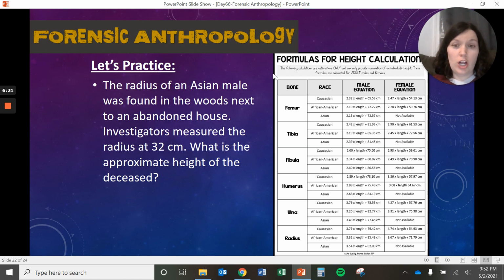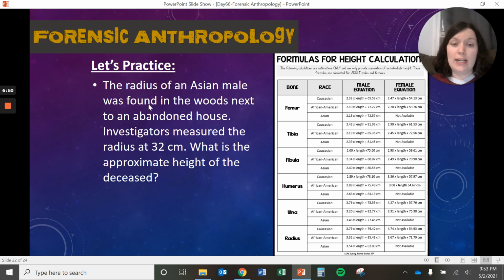So here's our chart. It's going to depend on a couple different things, the type of bone we are using, the race, and if it's a male or female. Okay, so this is saying the radius of an Asian male was found in the woods next to an abandoned house. Investigators measured the radius at 32 centimeters. What is the approximate height of the deceased?